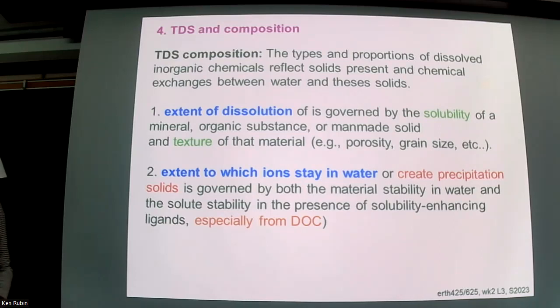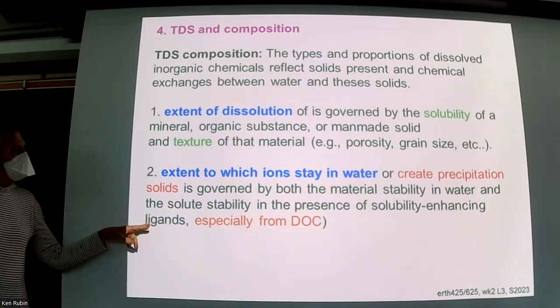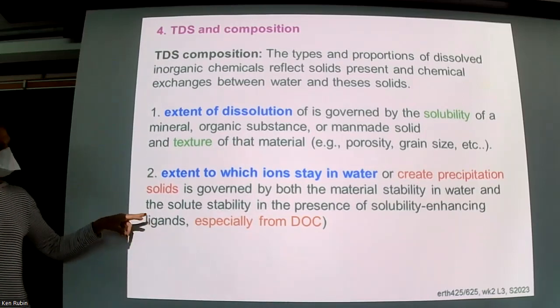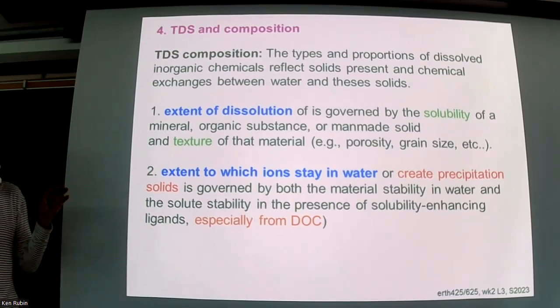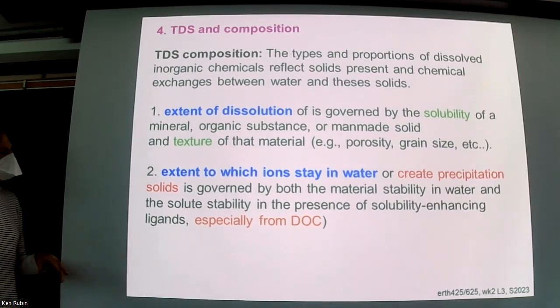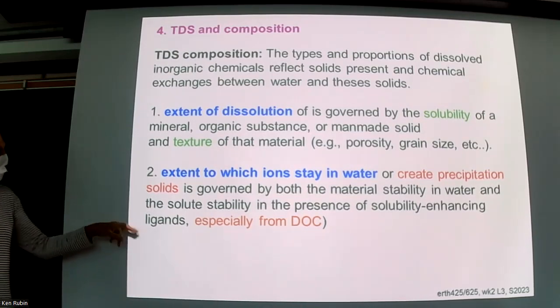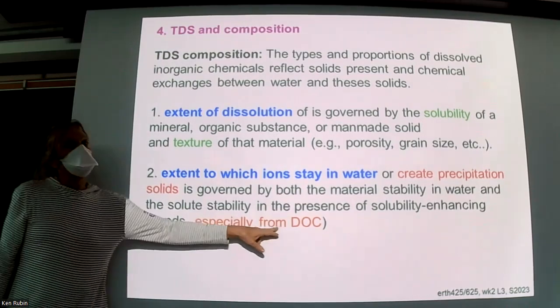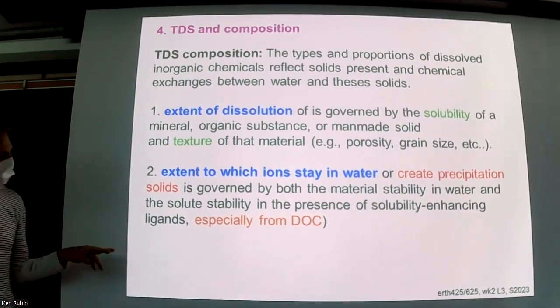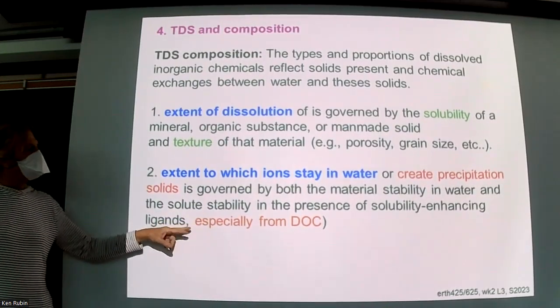We'll see an example of that in a second. Or from other solubility enhancing ligands. A ligand is a Lewis base that donates electrons to materials as complexes in solution, especially aqueous solution. And these kinds of ligands are especially dissolved organic carbon. Not exclusively, we can find other kinds of ligands, but DOC becomes really important here.